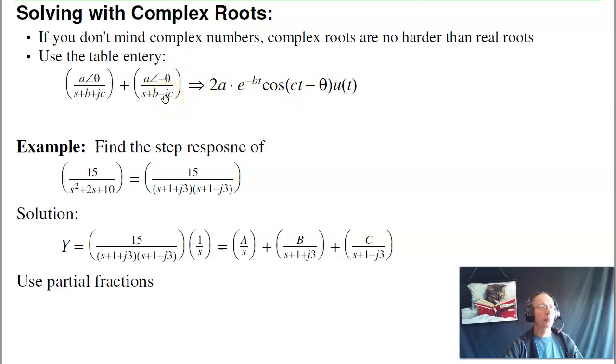So for example, find the step response of this system. The approach is the input is a step, 1 over s. Now do partial fraction expansion, I'm going to get 3 terms.